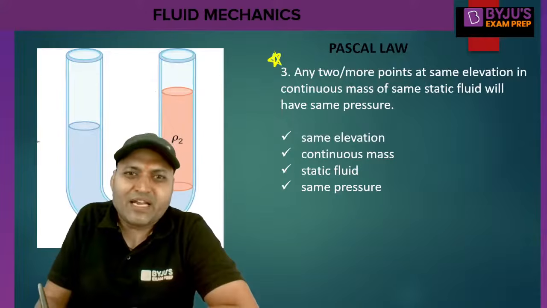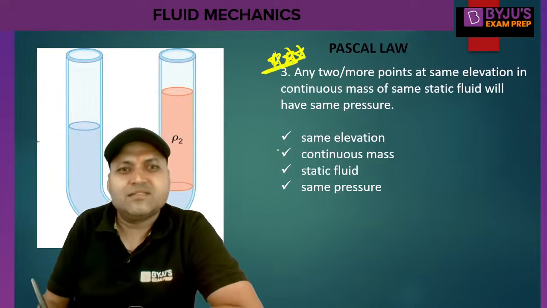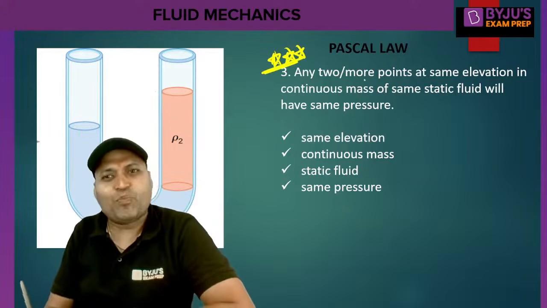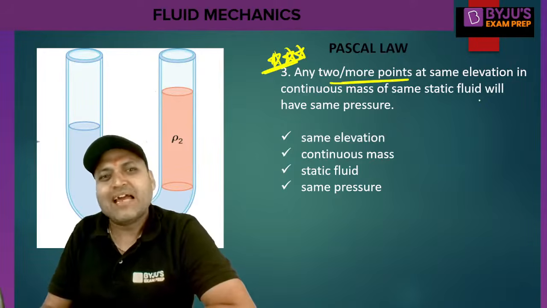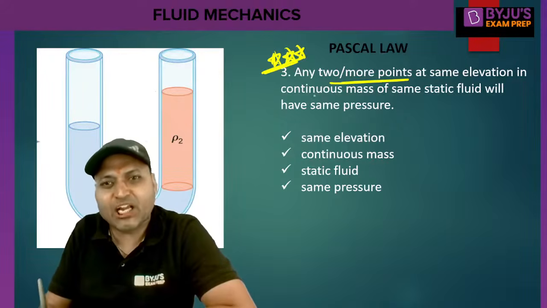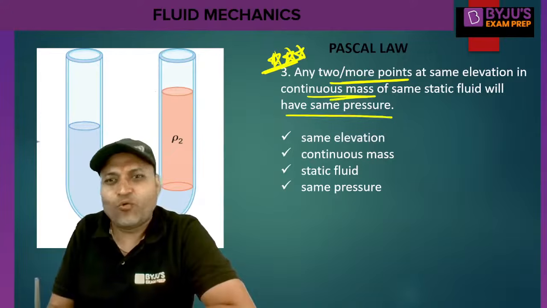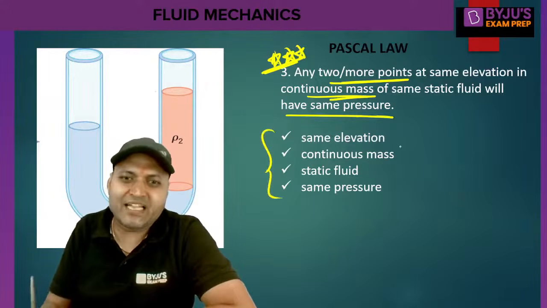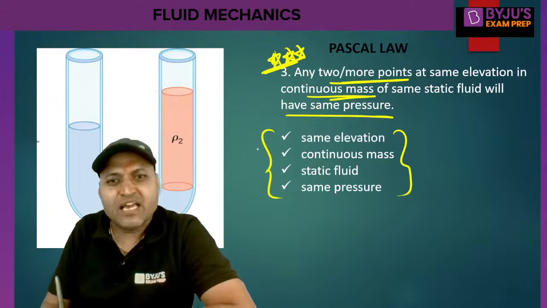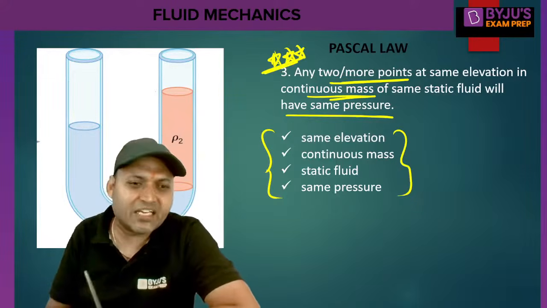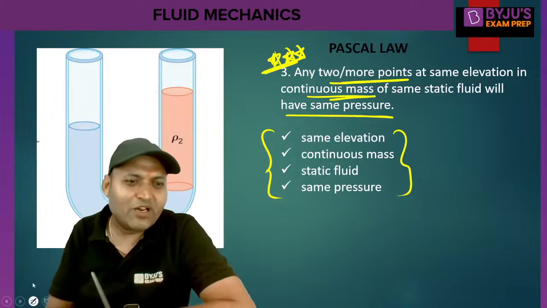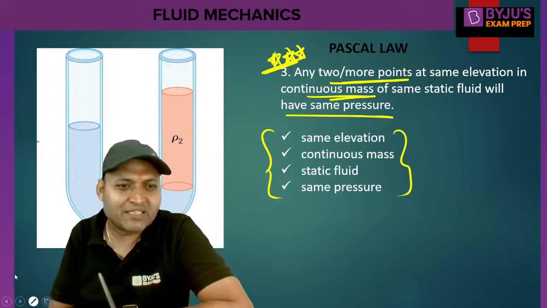The most important statement of Pascal law is this, the third one. Any two or more points at the same elevation in a continuous mass of the same static fluid will have the same pressure. These are the four conditions. Out of these, if any three conditions are getting satisfied, then the fourth one will also be true. That is the corollary of Pascal law.